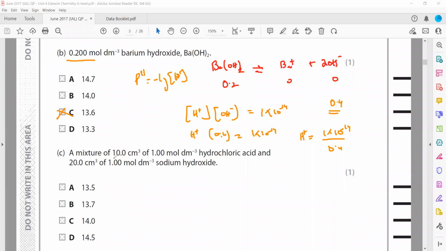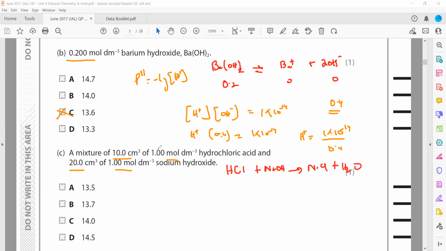A mixture of 10 cm3 of 1 mole per dm cube hydrochloric acid and 20 cm3 of 1 mole per dm cube sodium hydroxide. First we have to find the limiting reagent, because the limiting reagent will be used up and the other is in excess. We should know how many moles will be left, and the new concentration, because the two solutions are mixed together. The reaction between hydrochloric acid HCl and sodium hydroxide gives sodium chloride plus water H2O.